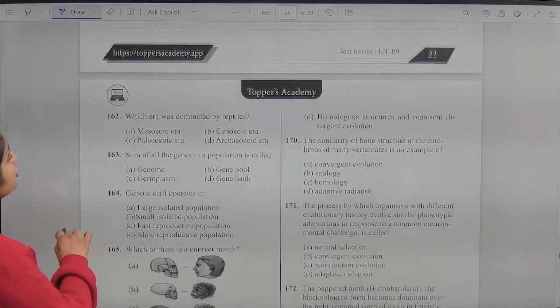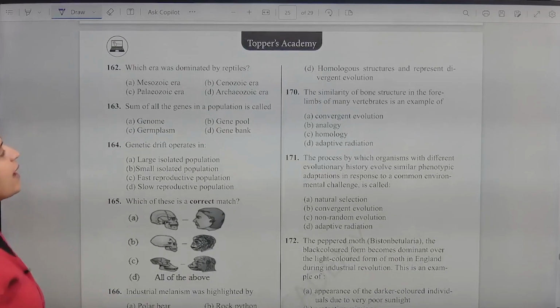Next is, which era was dominated by the reptiles? Mesozoic era, Cenozoic era, Paleozoic era, or Archeozoic era? The correct answer is the Mesozoic era.